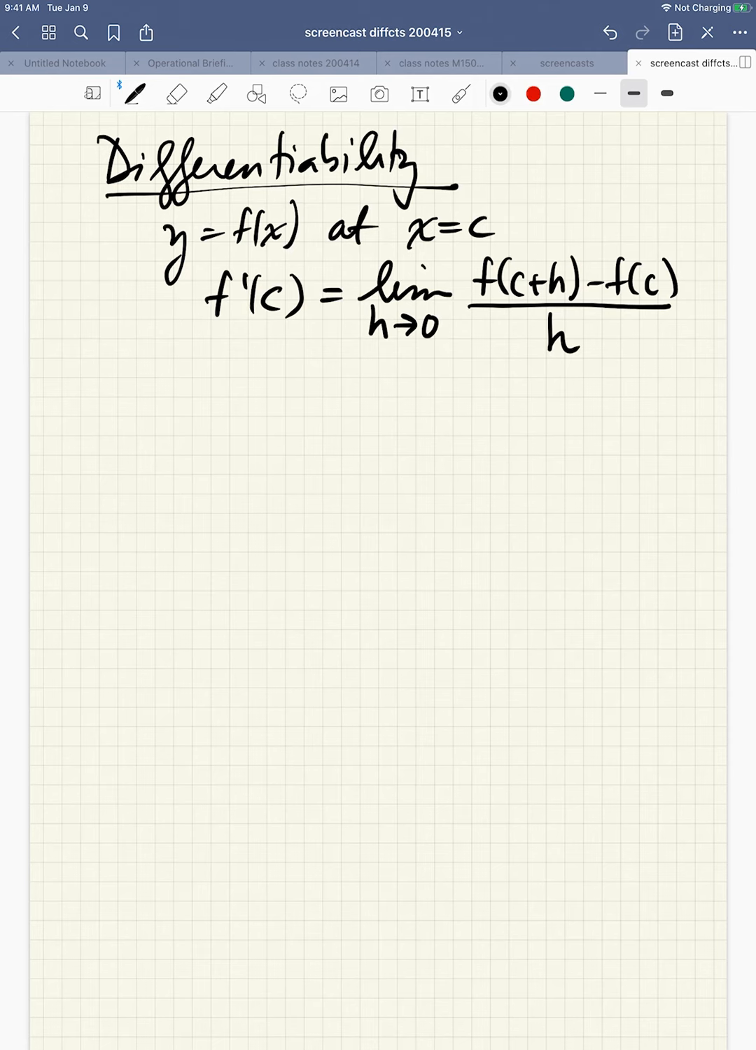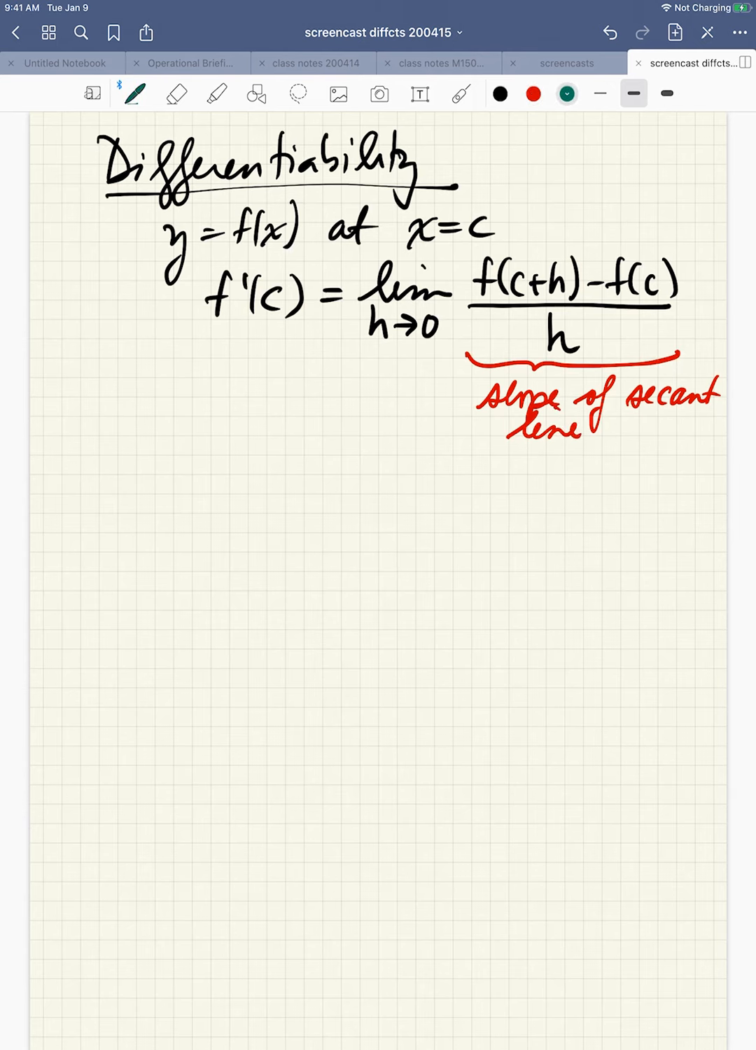You've got to know it. It's really important. There's no getting around it. You've got to know this to feel like you've learned calculus. But what does it mean? Let's connect it to your gut. If you look at this quotient, we call it the difference quotient. It is a formula for the slope of a secant line.